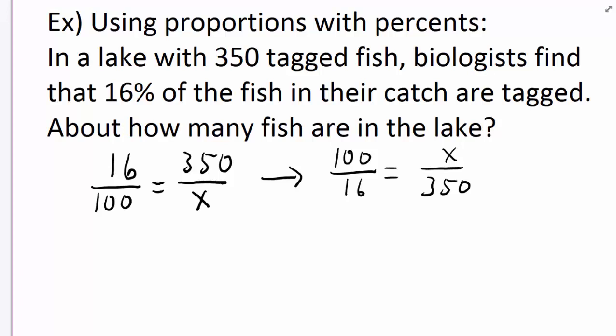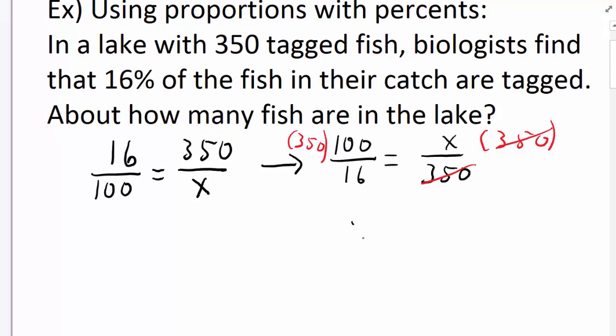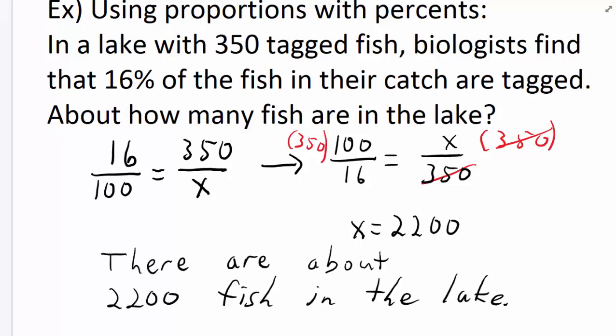Multiply both sides by 350, and simplify. 350 times 100 divided by 16 equals 2,200. There are about 2,200 fish in the lake. When you have a word problem, don't forget to write your answer as a sentence.